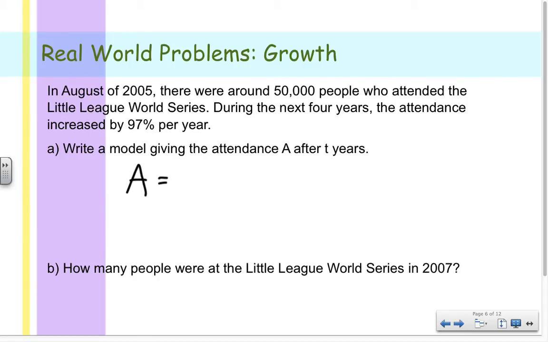Our base formula for this is going to be our exponential growth formula. Our growth formula is the one that we were just talking about on the last slide. So we want to go through and fill everything out. Now we have to match up the pieces for this. So A, our initial amount, is 50,000 people. That's the amount of people there were the first year. That's going to go at this part of the formula.